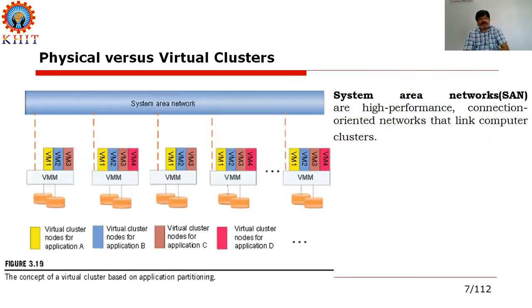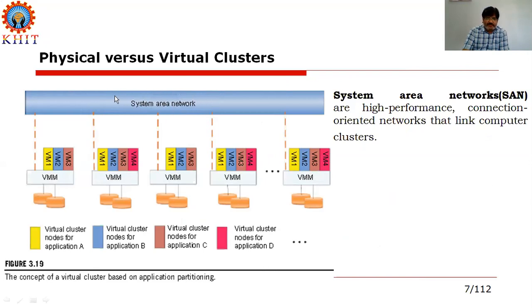Next, we can compare the physical and virtual machines with a simple diagram. Here, the concept of virtual clusters is based on different applications which are partitioned over a single SAN, a system area network. We will see here the network name is SAN. SAN stands for System Area Network.